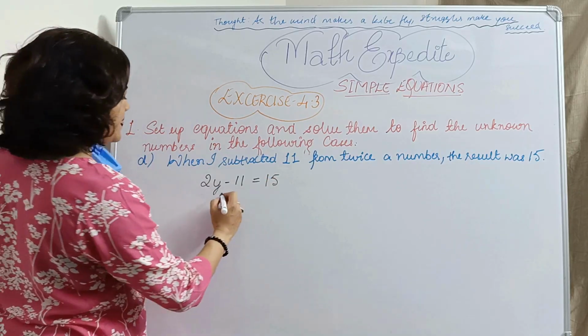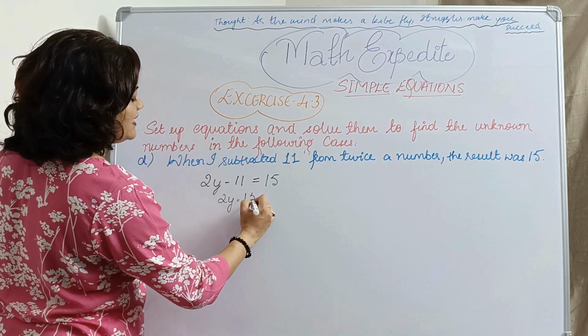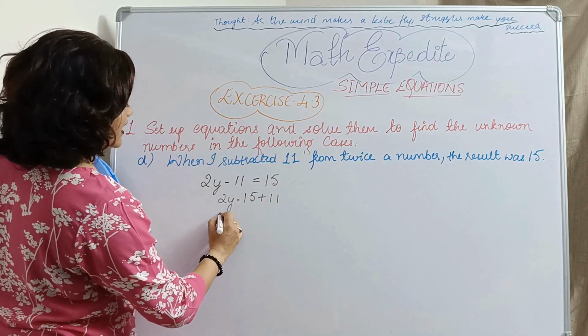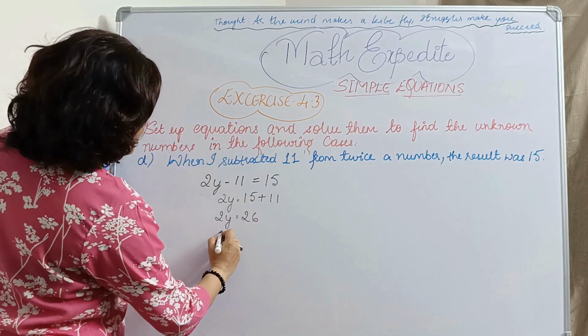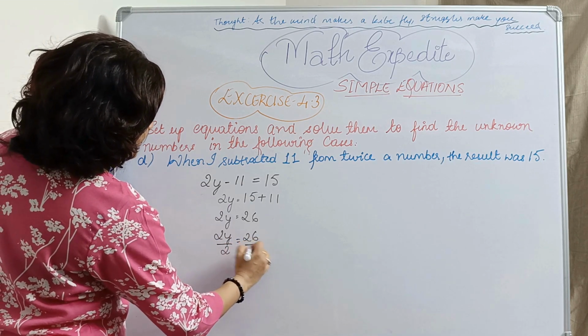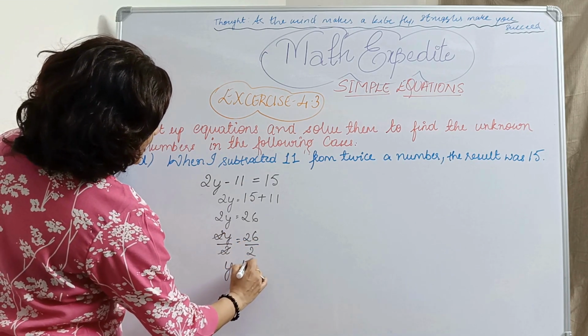Let us solve this. 2y equals, what should I do? I will transpose 11. So 15 plus 11. So I get 2y equals 26. Now I have to divide both the sides by 2. Okay, so 2 gets cancelled. y equals 13.